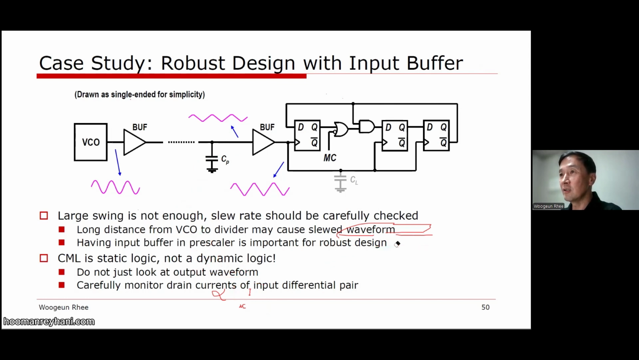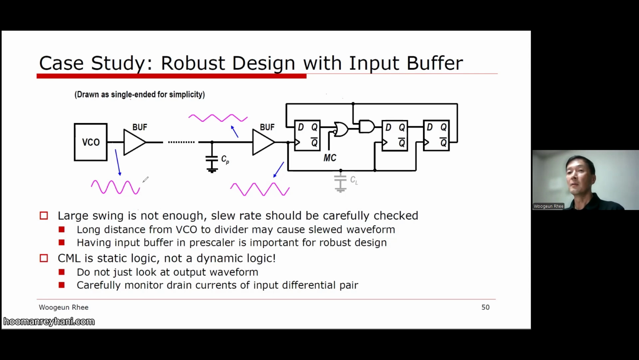One tip is that, unlike in university papers, never omit the input buffer in product level design. I strongly suggest that you put in the input buffer. In that way, the divider can be a little bit far away from the VCO. Secondly, never ever simulate the divider with an ideal sinusoidal source alone. You must put the ideal sinusoidal source here, then the VCO buffer and some parasitic capacitance, and you must put another input buffer.